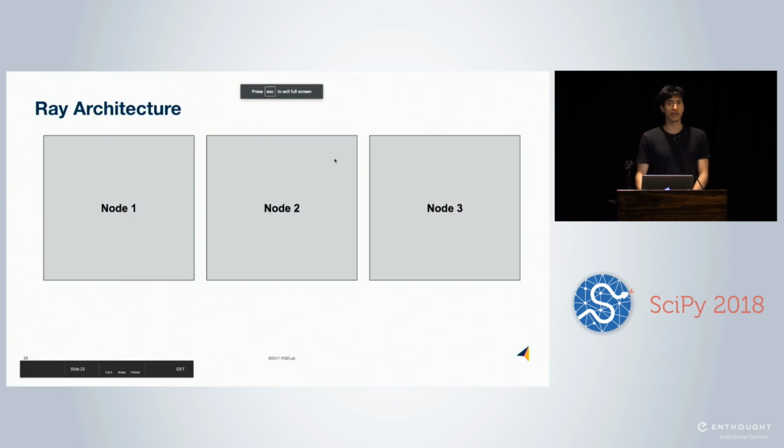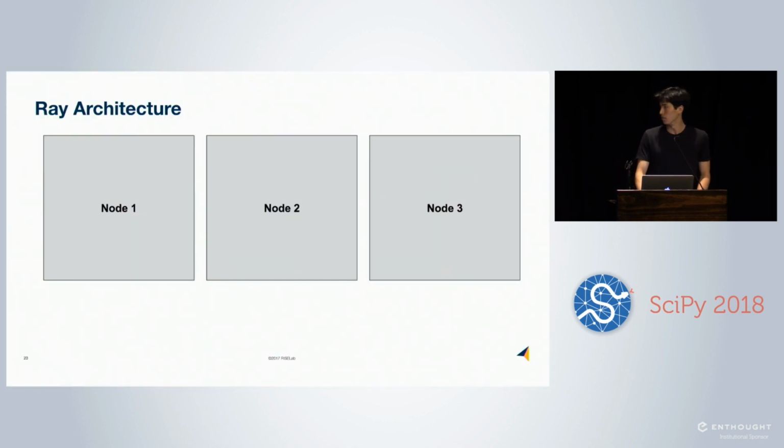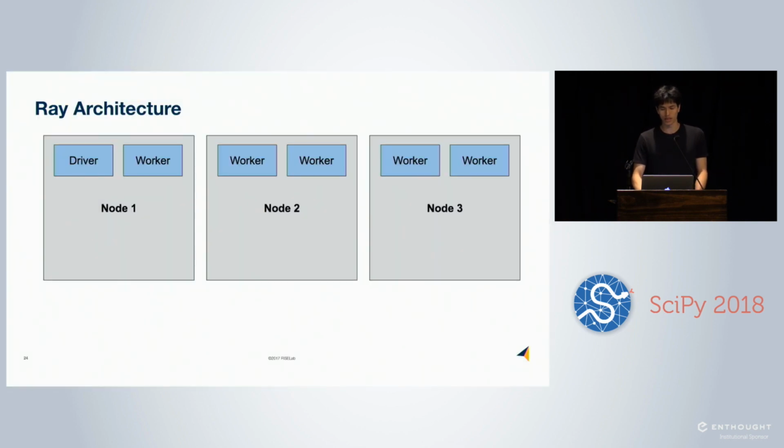So now I'm going to say a bit about the Ray architecture, what the backend looks like. Here, each of these gray boxes represents a physical machine. So there are 3 machines. And like many Python libraries, the backend is written primarily in C++ with a thin Python API. The workers here are Python processes that execute tasks. The driver is also a Python process. This is your application that's running your script. And you can have multiple drivers and multiple applications running in the same cluster.